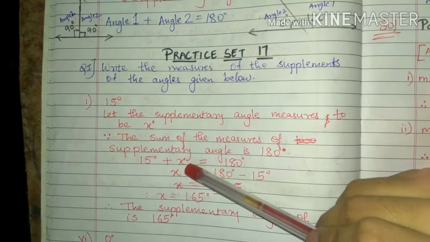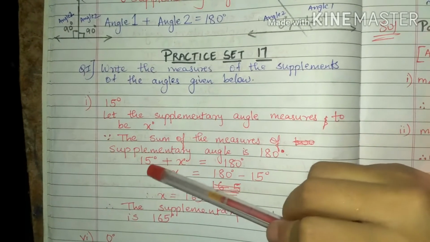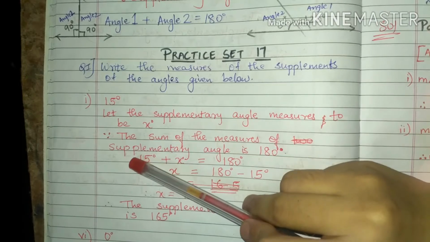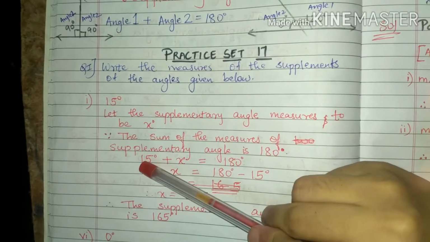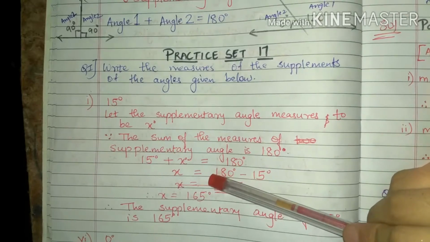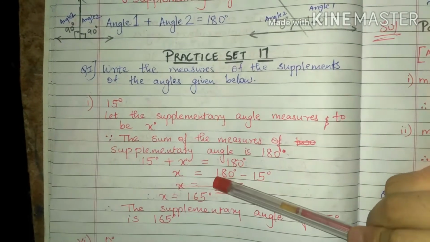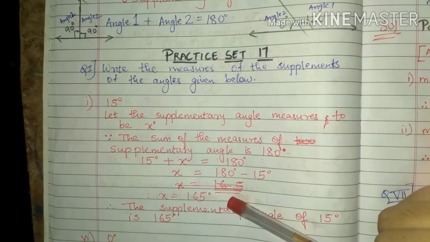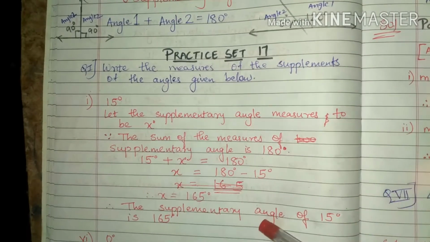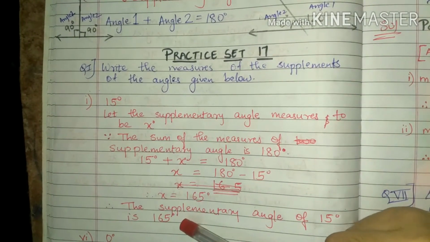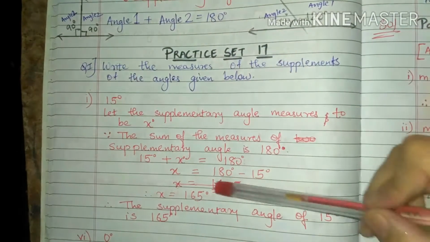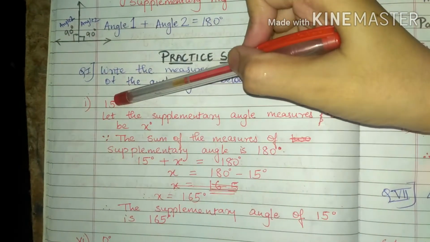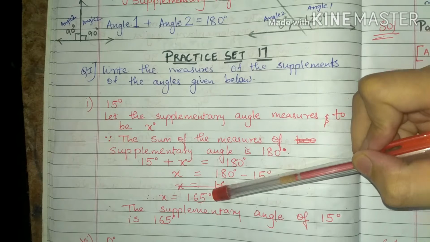So what we are doing next, see, x we are keeping here only. 15 has which sign? Before 15, if no sign is there, means what? 15 has a plus sign. So 15 going to the other side of the equal sign will become what? Minus 15. So 180 degrees minus 15 degrees is how much? 165 degrees. Means the supplementary angle of 15 degrees is 165 degrees. One angle is 15 and the other angle is 165 degrees. So these two pair up to make 180 degrees.